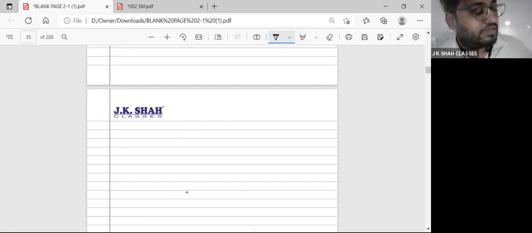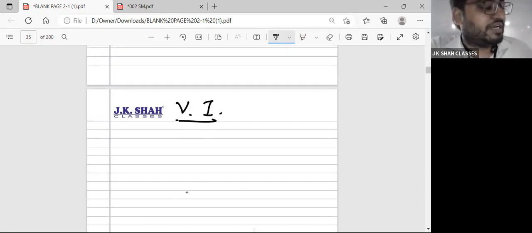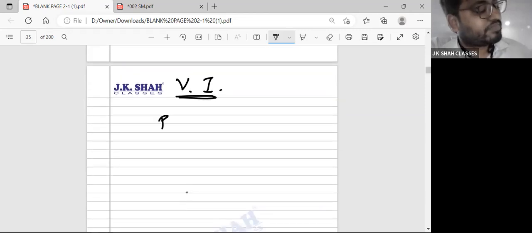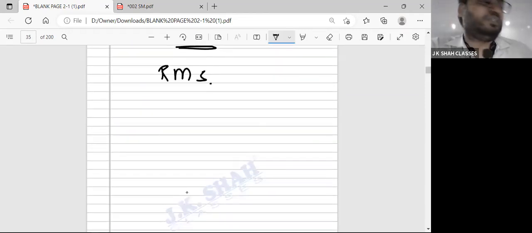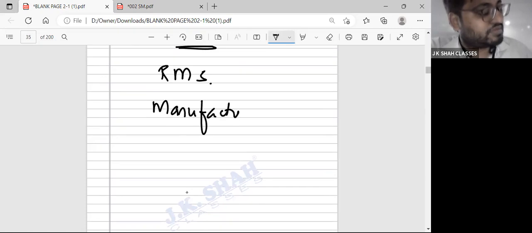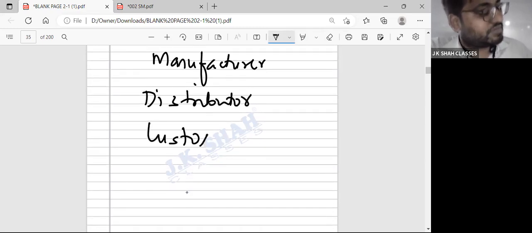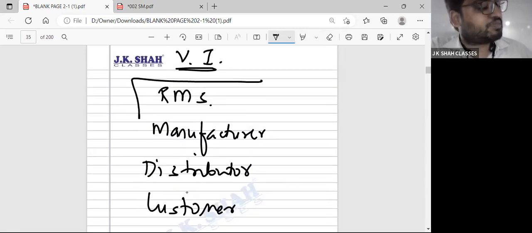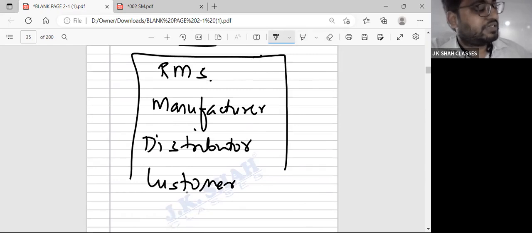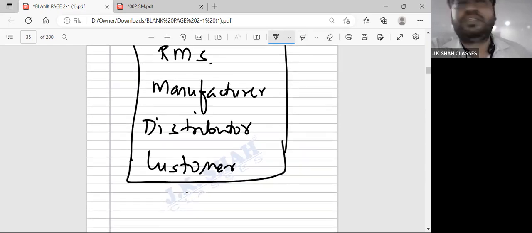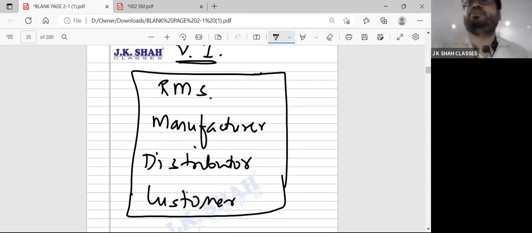Yes, let's see. We are talking about vertical integration, okay? This is RMS. What is the full form of RMS? Raw material suppliers. Then we have manufacturer, distributor, customer. This is called as product process chain. What is this called? Product process chain.